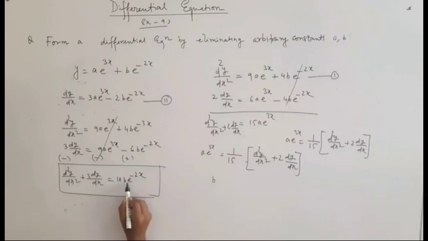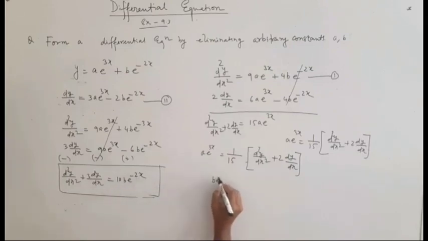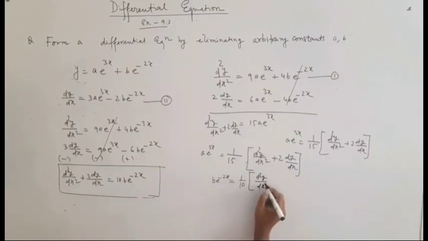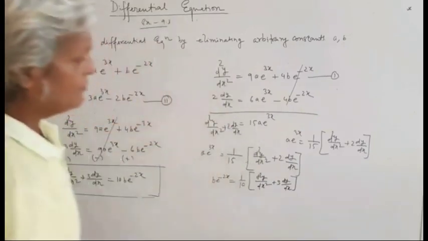Same way b e to the power minus 2x. b e to the power minus 2x is what? 1 by 10. 1 by 10, and this equation, which is d square y by dx square plus 3 dy by dx. Now we are almost done.